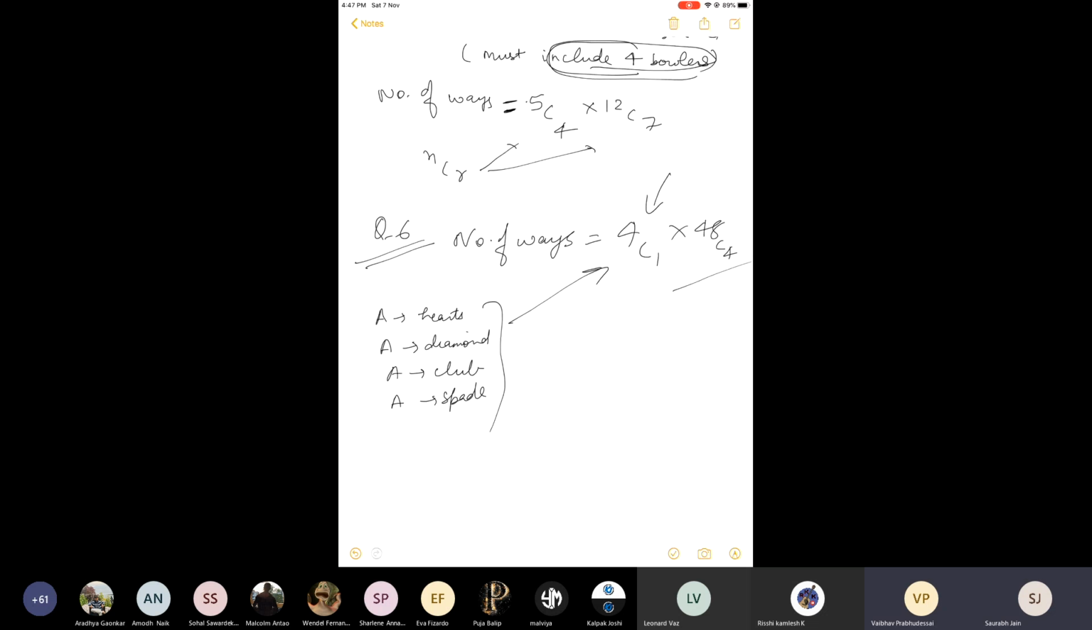So 4 aces are there, and I will select only one because that is what is given in the question. Now we have 48 remaining cards, and out of those 48, we will select 4. Why? Because in all we have to select 5 cards. Multiply them. This will give you the answer. So 4C1 is 4 only. And if you think that the number is very large, you can leave it here only. That is also fine. But if you think you have time and calculation is not that tough, you can write the actual number.